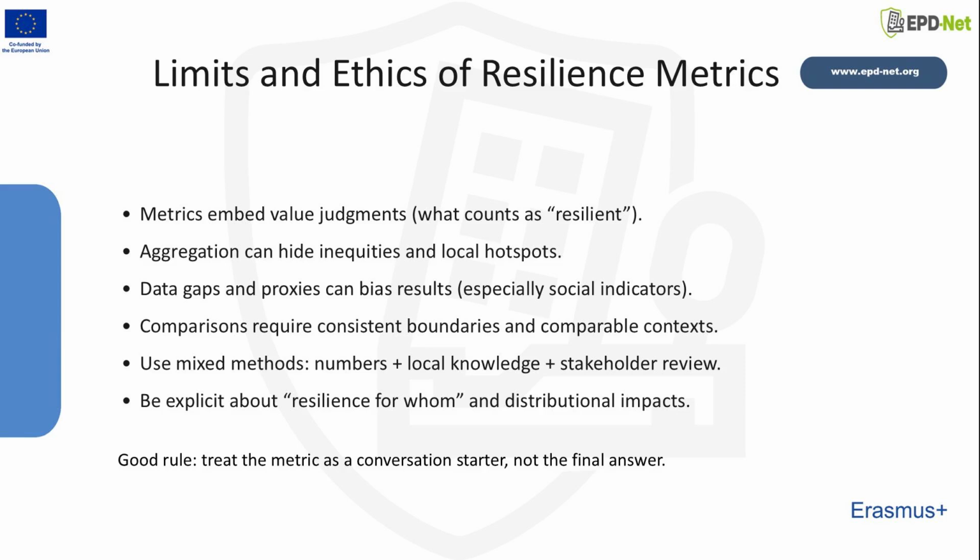Urban resilience metrics are never neutral. They embed judgments about what counts as resilient, whose resilience matters, and which losses are visible or invisible. Aggregation can hide inequality and local hotspots. Data gaps can bias results, especially when social vulnerability must be represented through proxies. Comparisons require consistent boundaries and comparable contexts, which are often hard to achieve in practice. Because of this, resilience measurement should be treated as a conversation starter rather than a final answer.